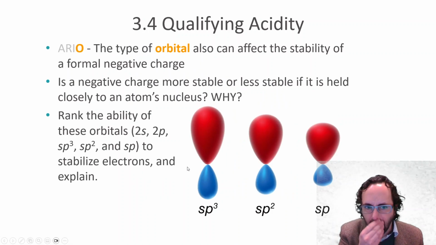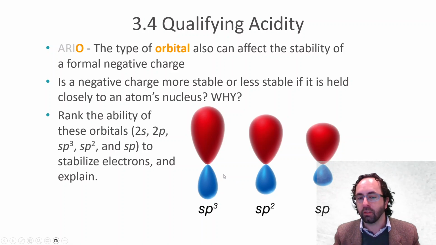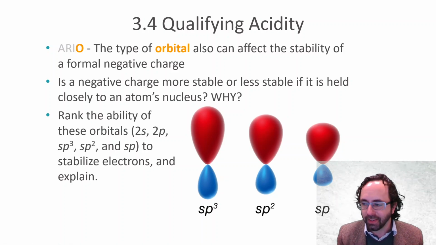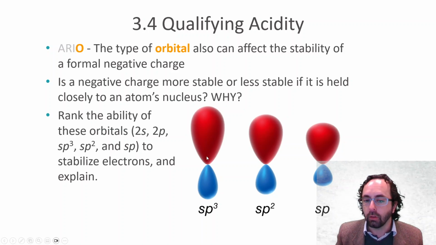Finally, orbital is the last one. So in terms of hybridized orbitals, because sp3 uses the most orbitals, it's got the largest orbital size. It uses 1 s orbital and 3 p orbitals. The sp2 orbital is smaller than that, and the sp orbital is even smaller. So remember, we're talking about the spreading out of this negative charge. So the larger the orbital, the more spread out that negative charge will be, and the more stabilized it will be. And so those atoms here that are sp3 hybridized tend to stabilize that negative charge more than atoms that are sp2 hybridized, more than those that are sp hybridized.